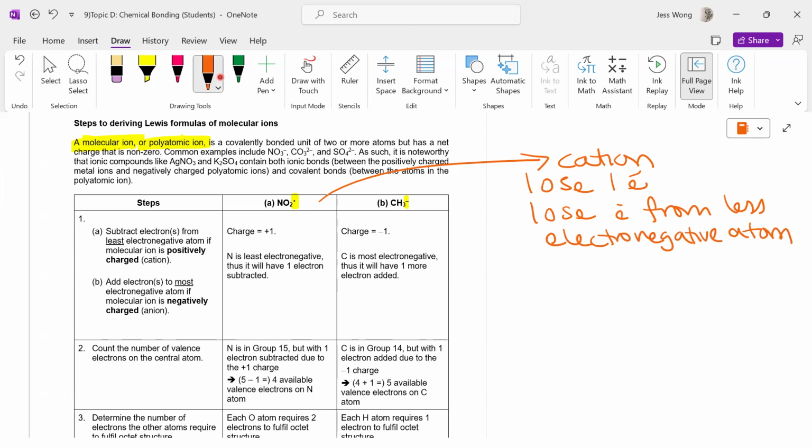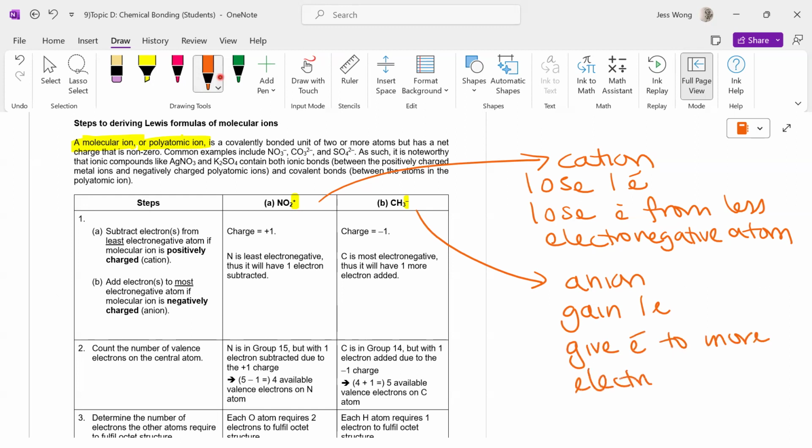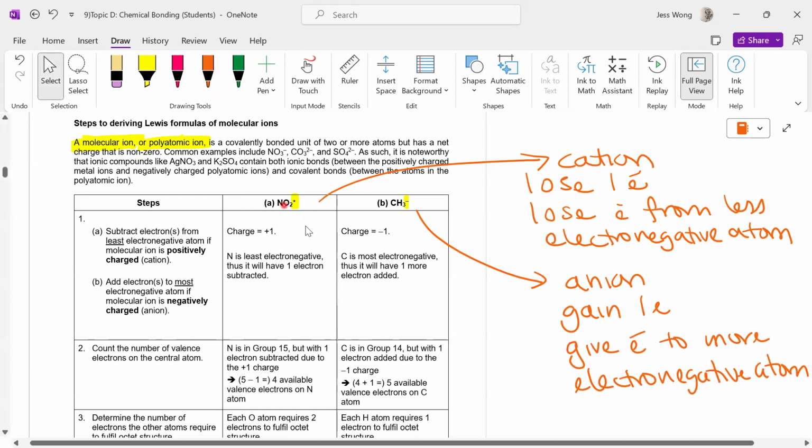Now, if you do not know which is less electronegative, again, go to the data booklet. There's this electronegativity periodic table that shows electronegativity values. Now, if you have an anion, that means you have to gain one more extra electron. And who do you give the electron to? You actually give the electron to the more electronegative atom.